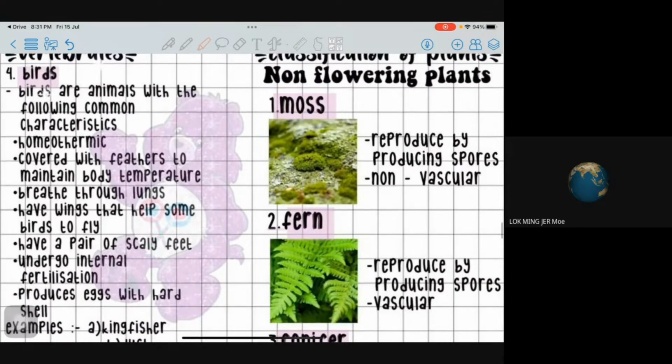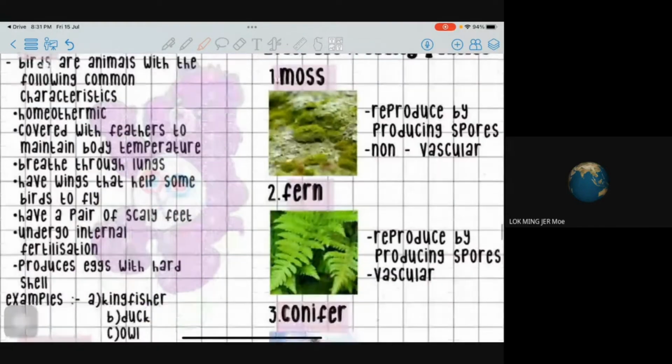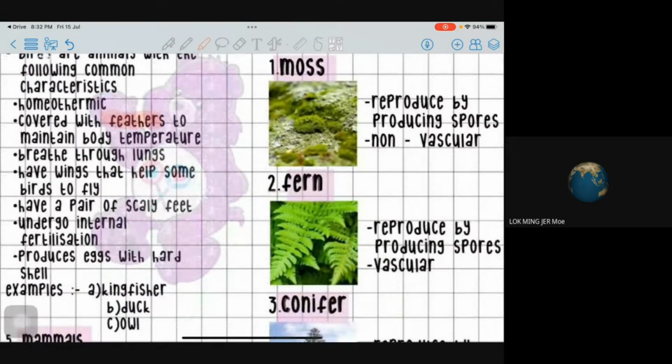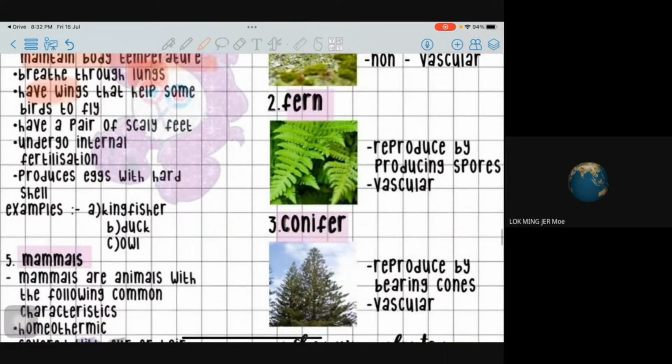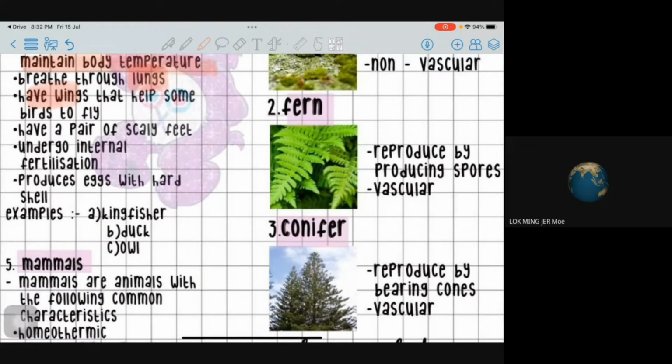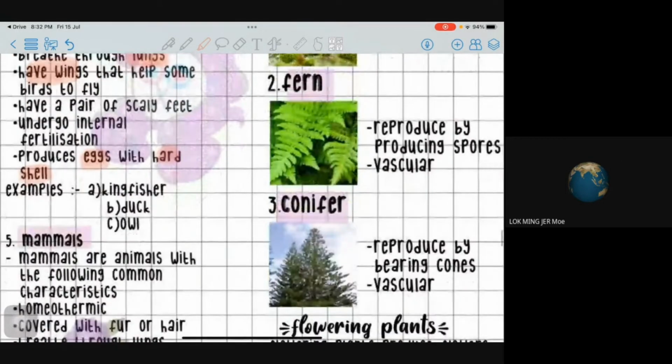Okay, so birds, I think you guys already know what is a bird. They are covered with feathers, maintain body temperature, breathe through lungs, have wings that help some birds to fly, have a pair of scaly feet, undergo internal fertilization, and produce eggs with a hard shell. For example, duck or kingfisher, all the birds.